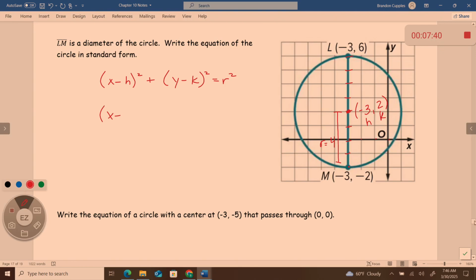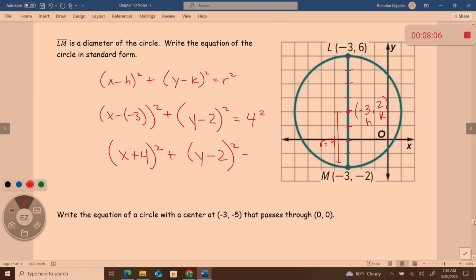X minus H squared, Y minus K squared is equal to the radius squared. Okay. Now, I will want you to clean this equation up. I will want you to go ahead and make things nicer for me. The double negative makes a positive. And if I square 4, I get 16. That's how I'd like you to put your final answer.